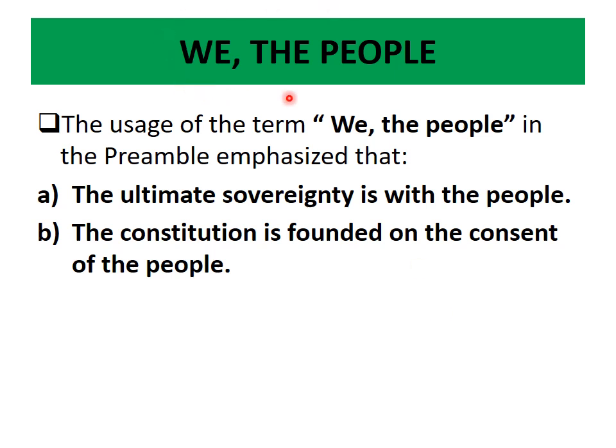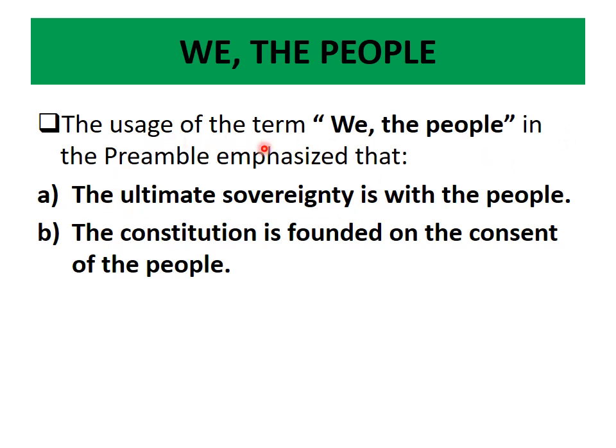Firstly, the term "we the people", which is used in the preamble, emphasizes that in India, ultimate sovereignty, or the supreme power, is with the people. And how can we say so? It is a democracy, and in a democracy, it is the people who choose their representatives. Although it is an indirect democracy, it is the people who choose their representatives who ultimately wield power.